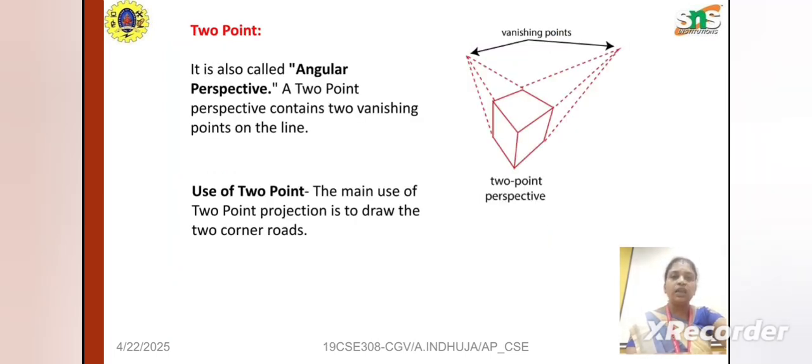The 2 point category is also called angular perspective. Here we have 2 principal vanishing points, so that's why it comes under the 2 point category. The main usage of this 2 point perspective projection is to project 2 corner roads, when the 2 roads are intersecting or diverging. So these types of applications are depicted using the 2 point vanishing point category.